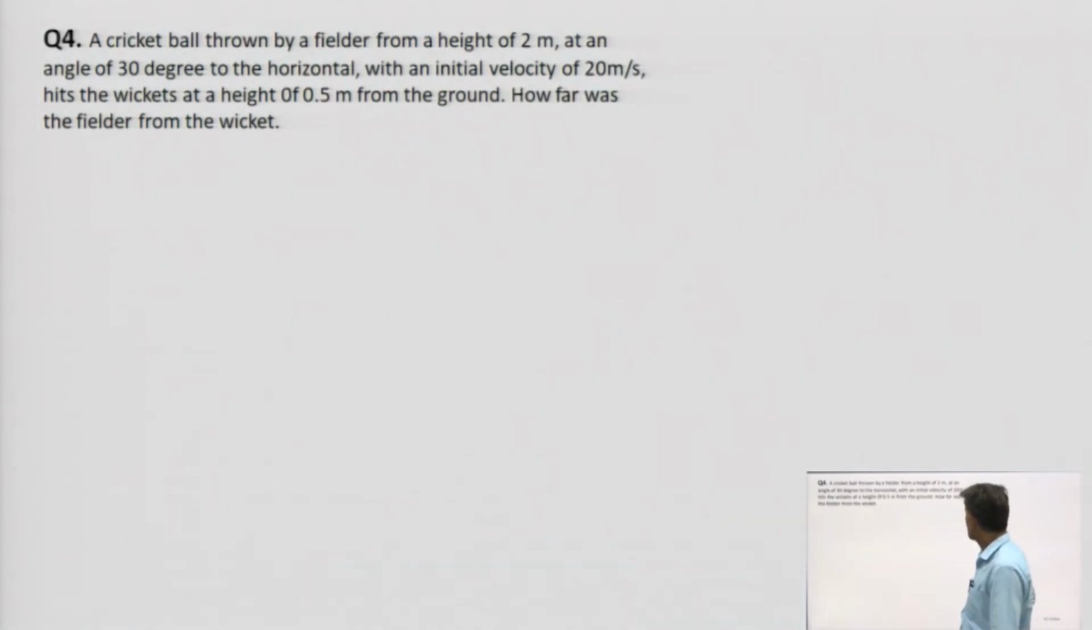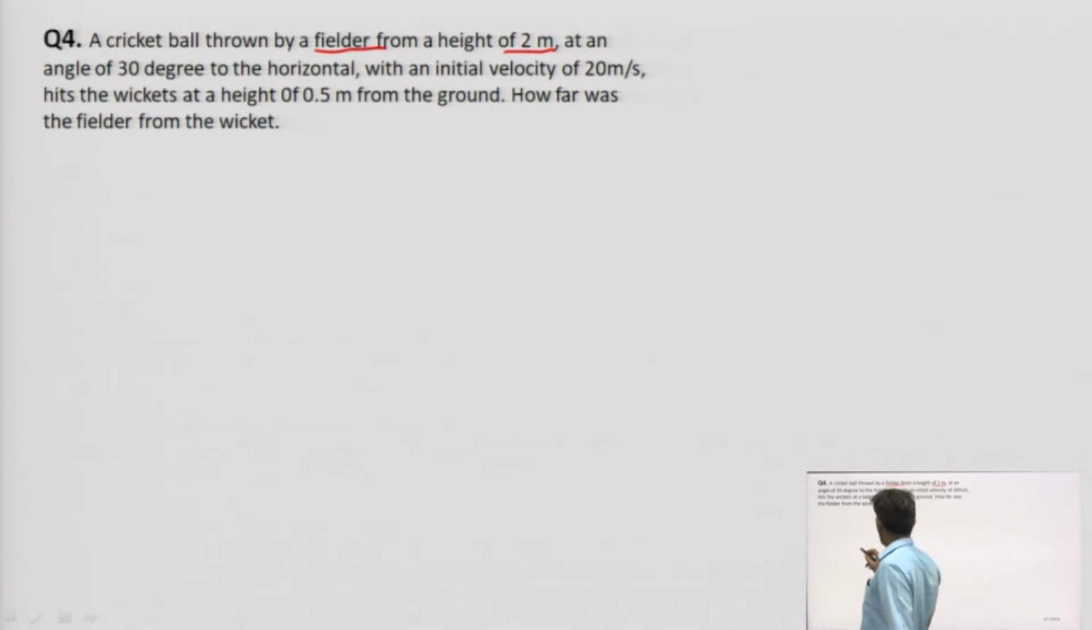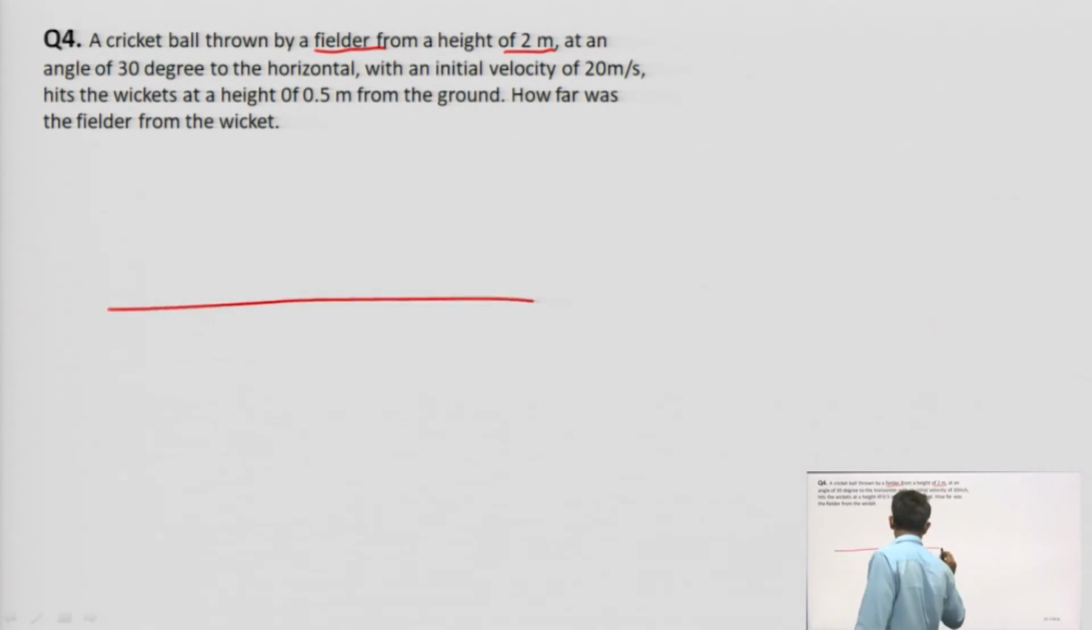Let us do one more question. A cricket ball thrown by a fielder from a height of 2 meter. From a height of 2 meter, it means the height of the fielder is 2 meter. So, suppose this is the ground. This is the fielder, its height is 2 meter, at an angle of 30 degree.